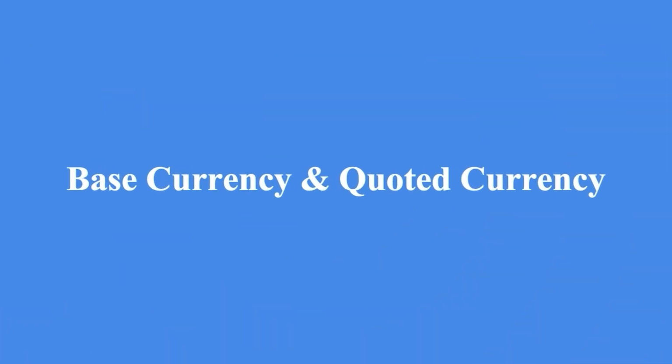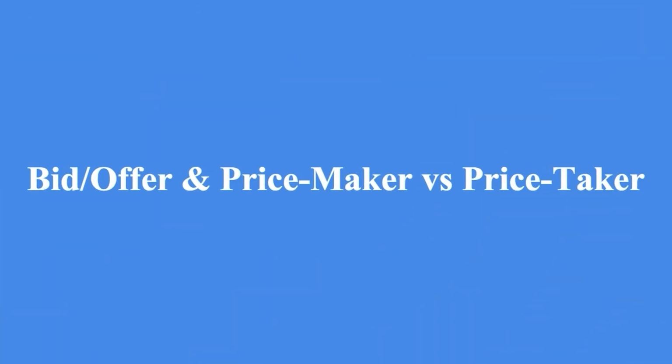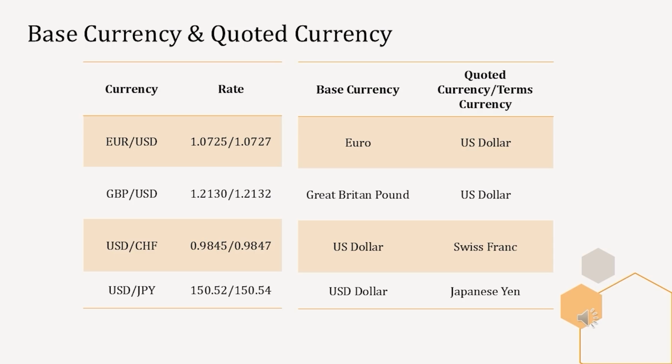Base currency and quoted currency. ISO codes for G20 currencies. Big figure and points, pips. Bid, offer and price maker versus price taker. Choosing the best spot rate and more. Let's start with the most fundamental concept in FX trading, the currency pair.